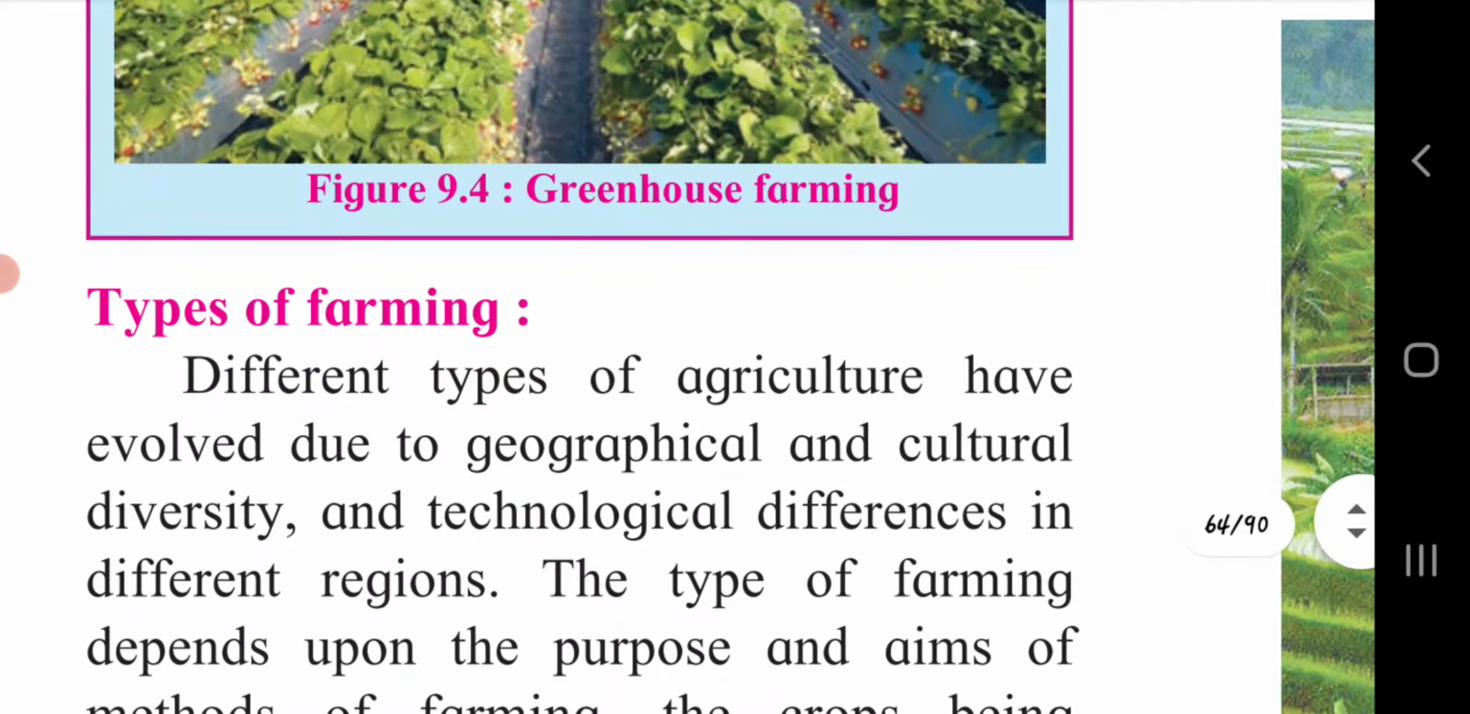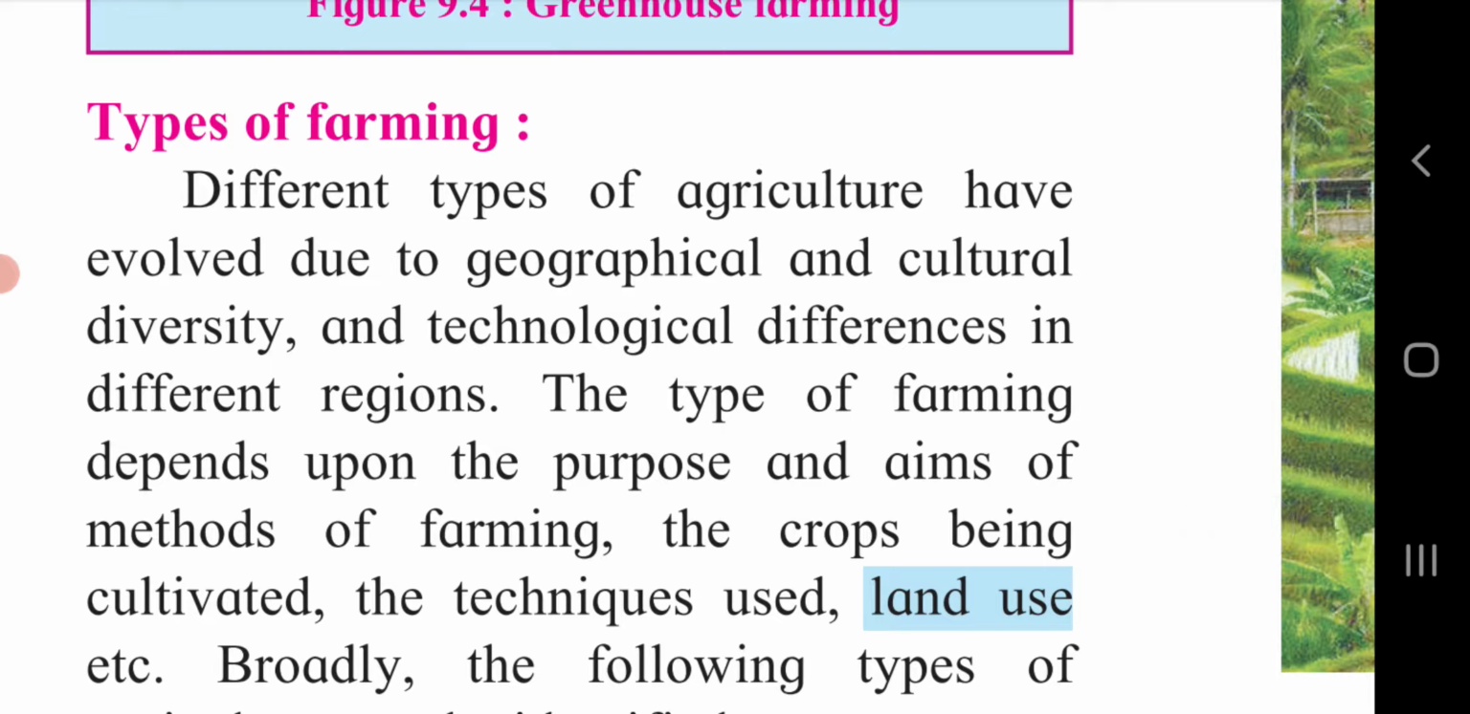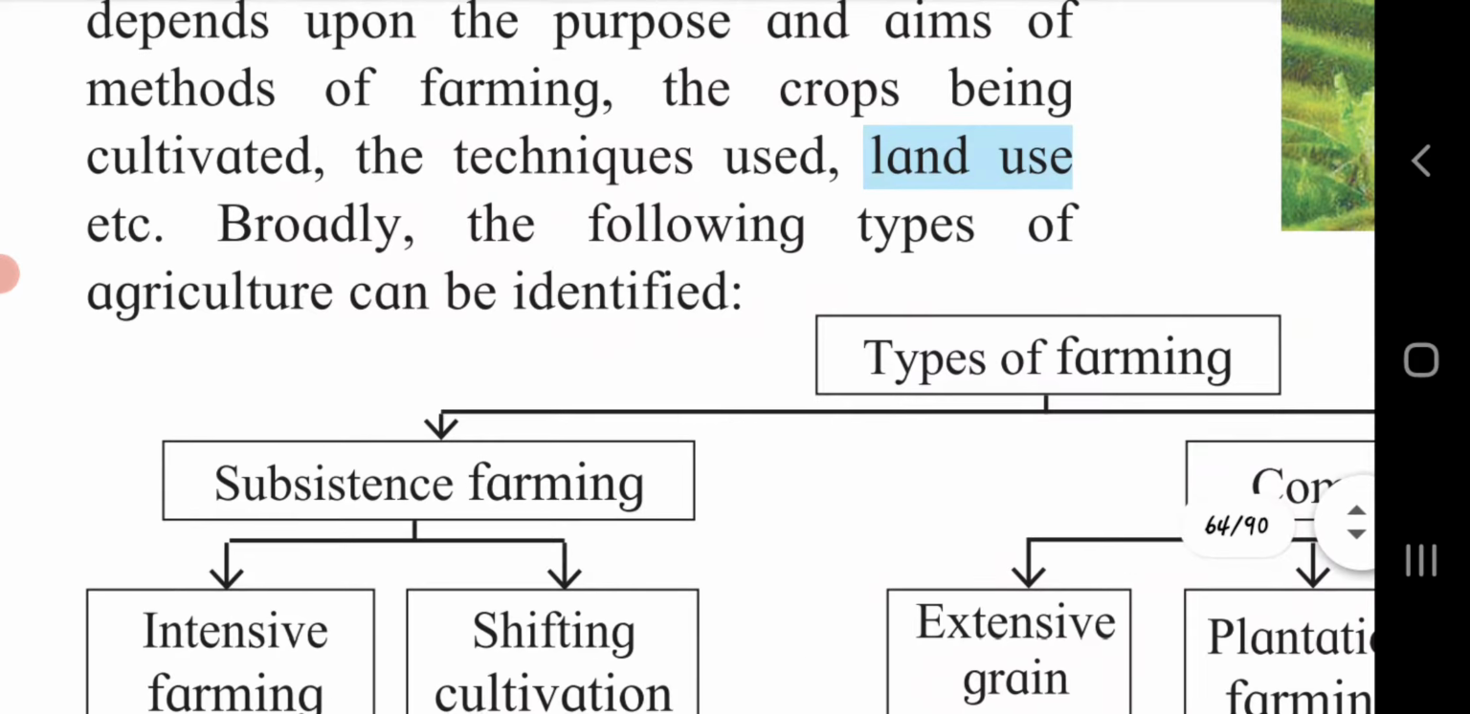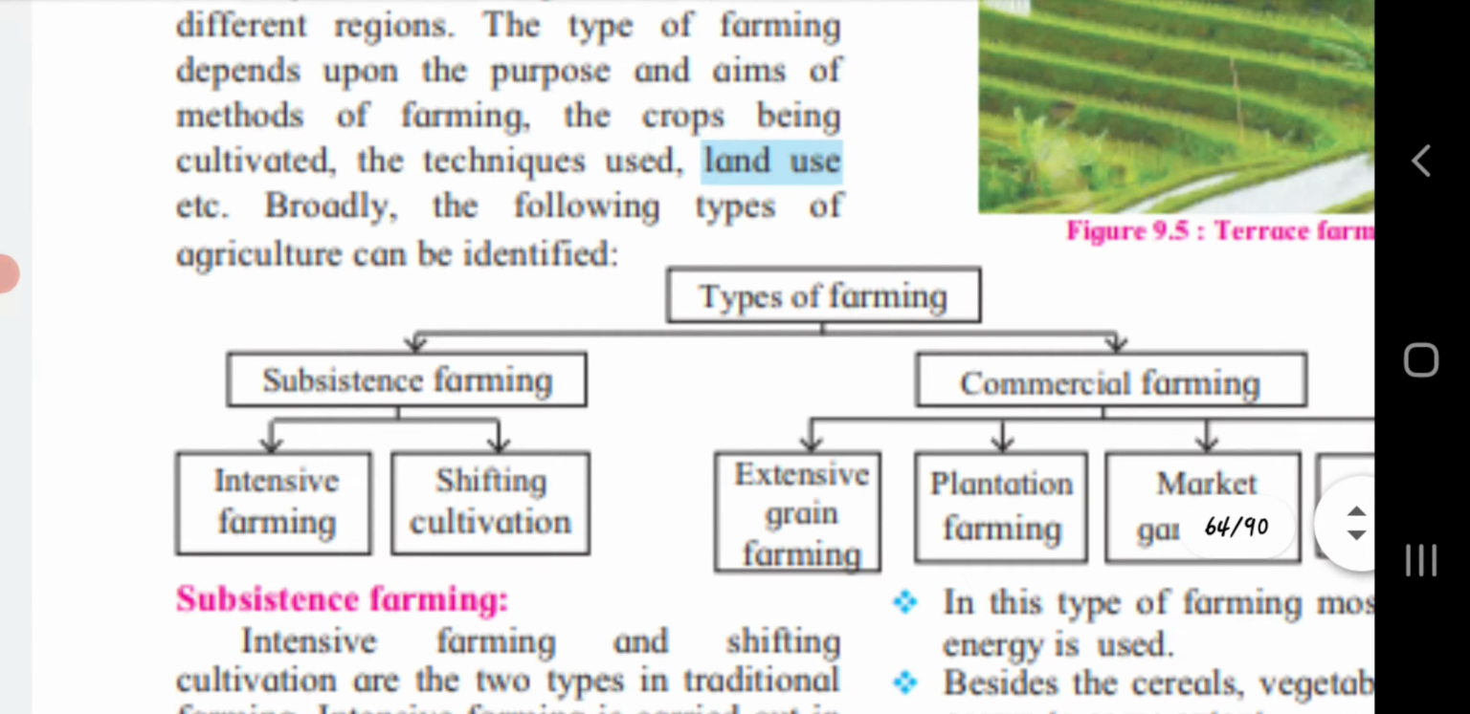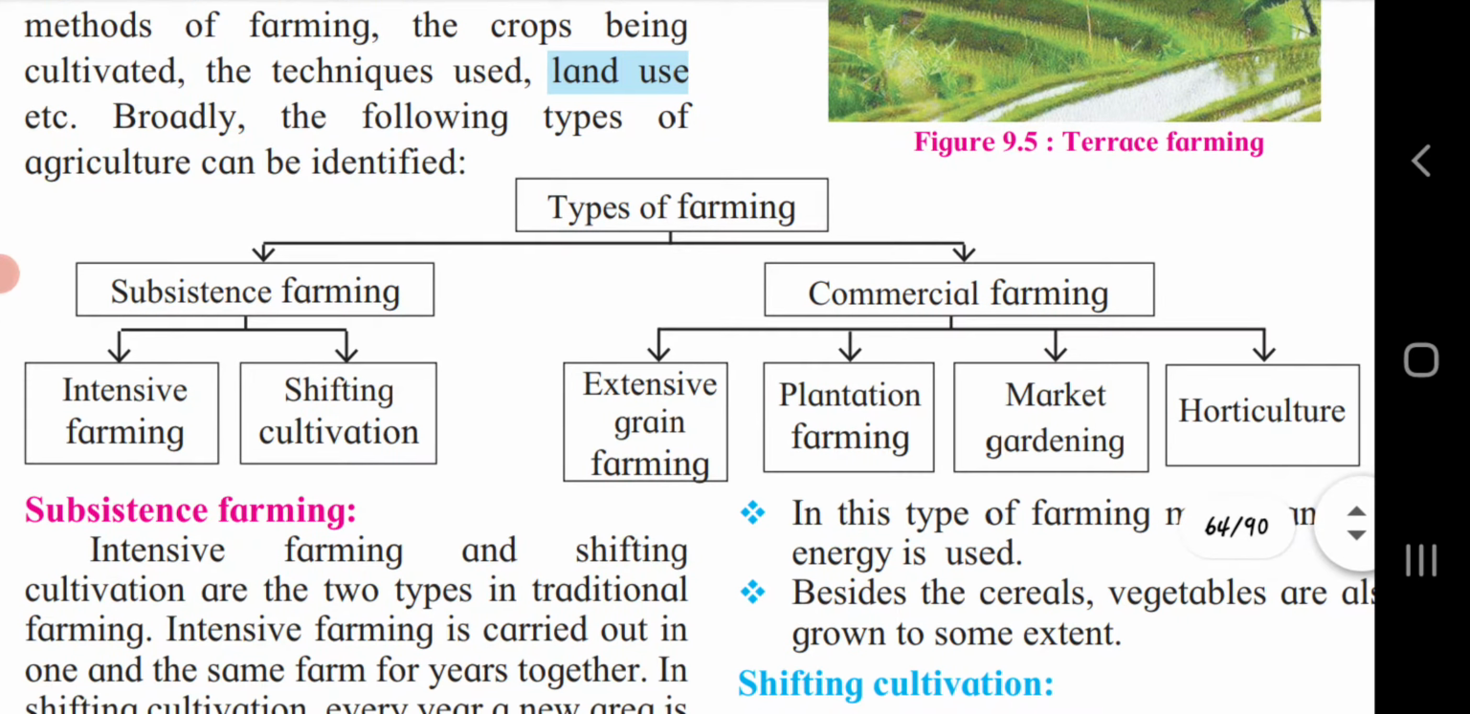Next is types of farming. So, under this, based on the purpose and aim and methods of farming, the crops being cultivated, the technique used, land use, etc., agriculture can be categorized as given in this chart. Types of farming: subsistence farming and commercial farming are the two types of farming. Under subsistence farming, intensive farming and shifting cultivation will come, and under commercial farming, extensive grain farming, plantation farming, market gardening, horticulture, all this will come under.